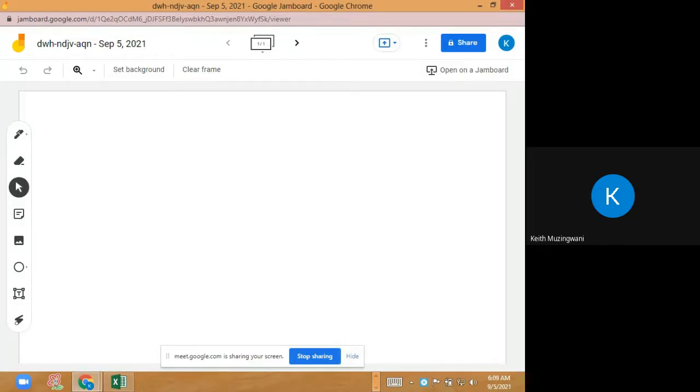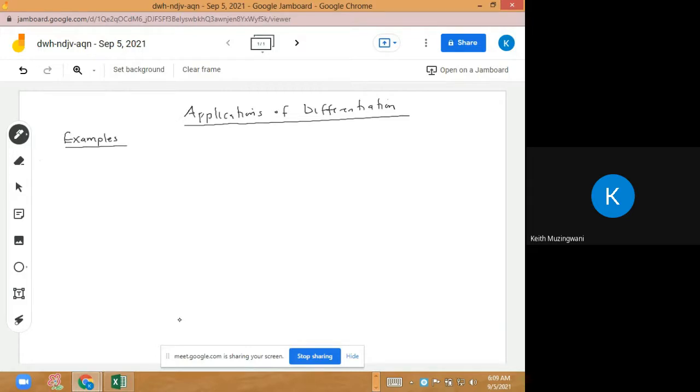So that question was an application also somehow on the first principle. So we're looking at applications of differentiation in form of examples, like 1.